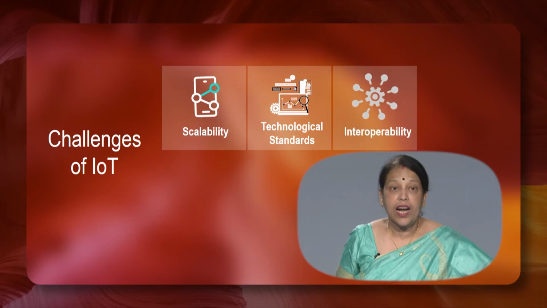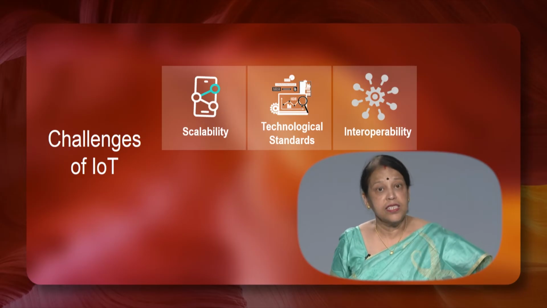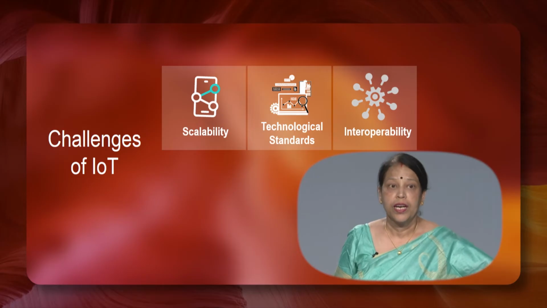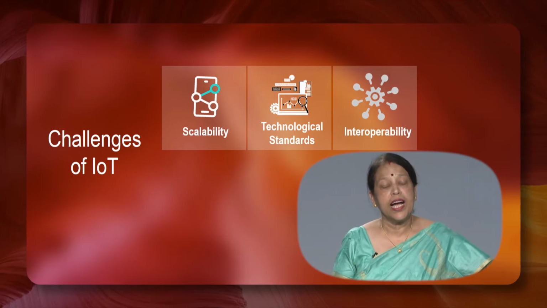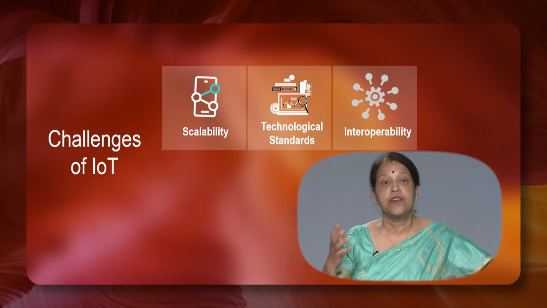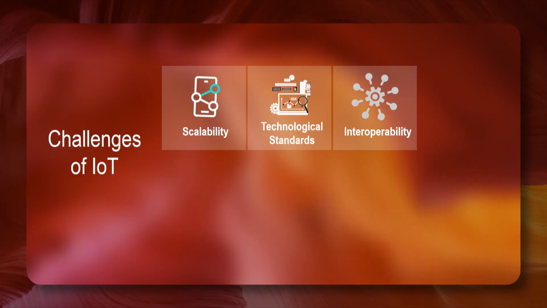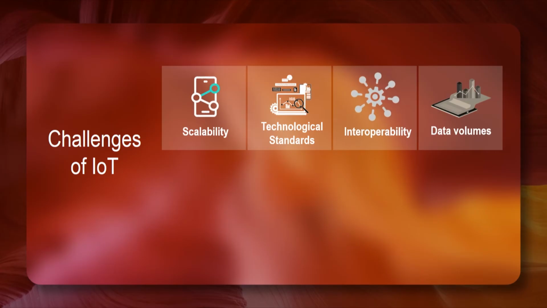Interoperability, as I have told earlier, is a characteristic of IoT, but it is also a challenge. If you are using so many devices with so many specifications, then the connection or communication between the devices becomes a challenge. Data volumes: as you know, nowadays data is increasing so much, we talk about big data and all these things. So, data volume is also sometimes a challenge of IoT.